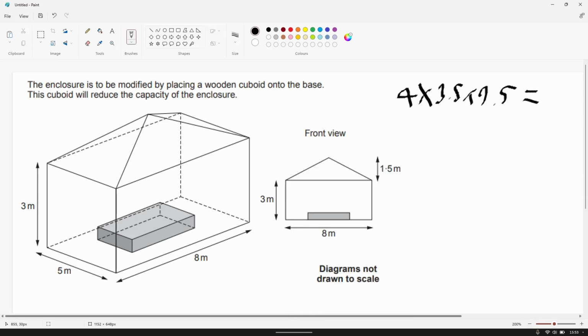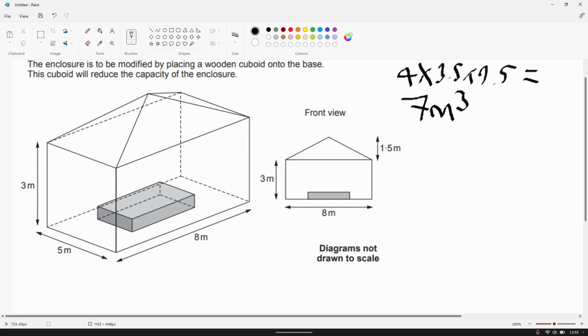That is 7 meters. Now remember, we're using meters cubed here. We're working with volumes and not areas. So areas is one step lower. So we're going to put 7 meters cubed.